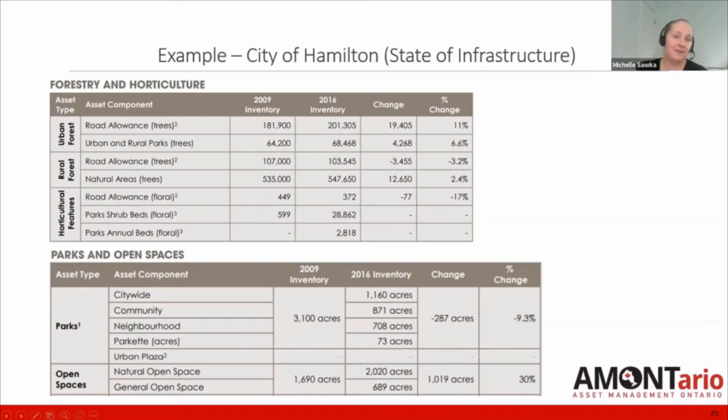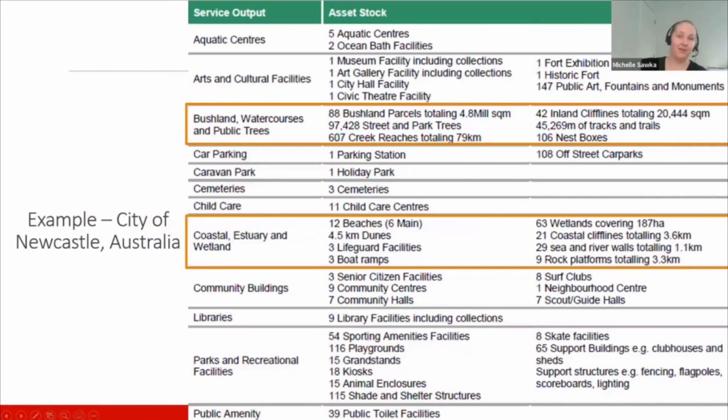All right, my final example here is from outside of Ontario. This one's from the city of Newcastle in Australia. I like to pull this one up because it's interesting because it shows the breadth of green infrastructure assets that can be included in an asset management plan. They have things that we've seen like street trees and park trees, but they also have their bushland, their creeks, their beaches, their dunes, their wetlands, their coastal cliff lines. They have all of the natural and green infrastructure assets in their community included in their asset management plan.